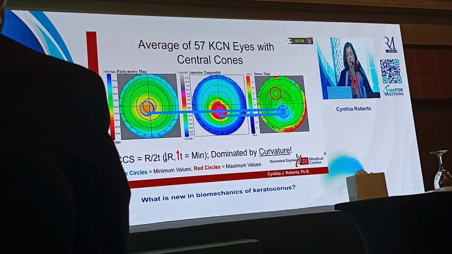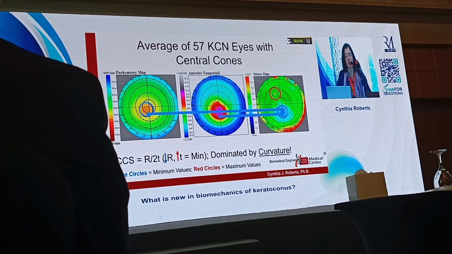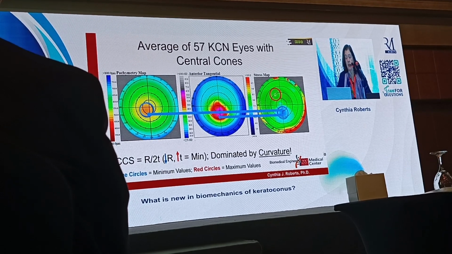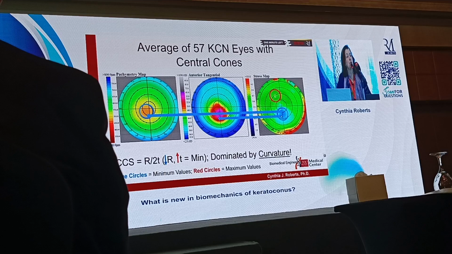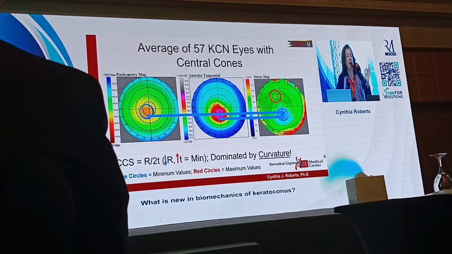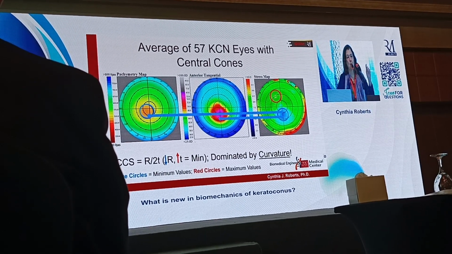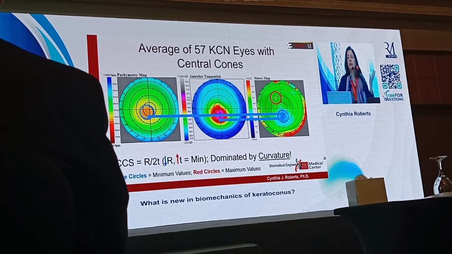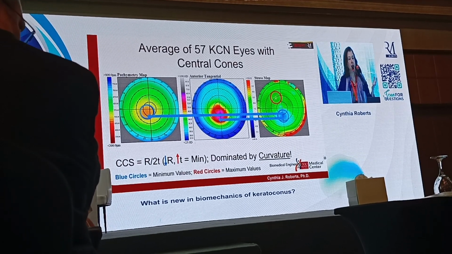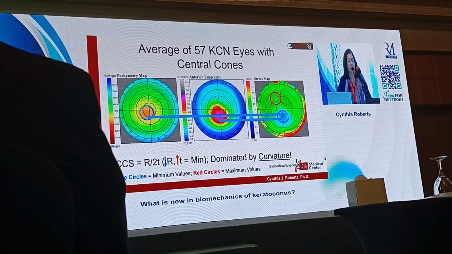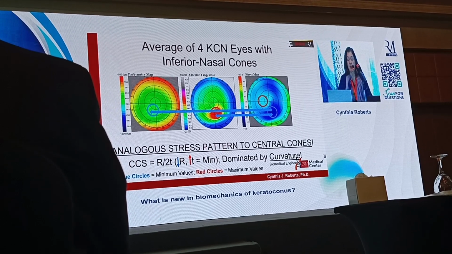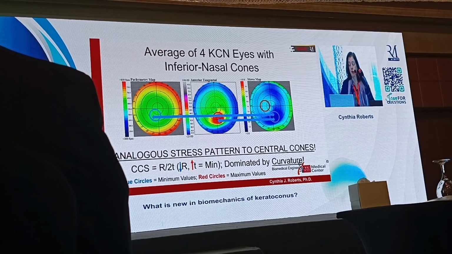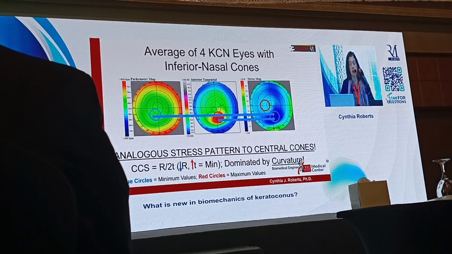But if you look at the 57 keratoconic eyes with central cones, again, thinnest, greatest curvature, that's not highest stress anymore. It's lowest, it's minimum. So you have minimum stress where the cornea is thin. In keratoconus, there's an evolution of this stress distribution such that it doesn't behave the way a normal cornea does. And it's the same thing with eccentric cones, where you have the thinnest area, the greatest curvature, and minimum stress.